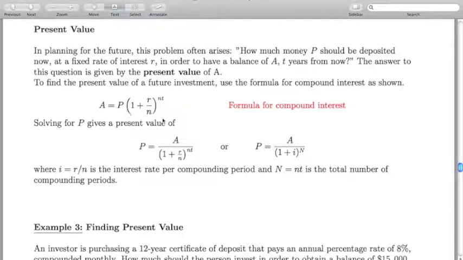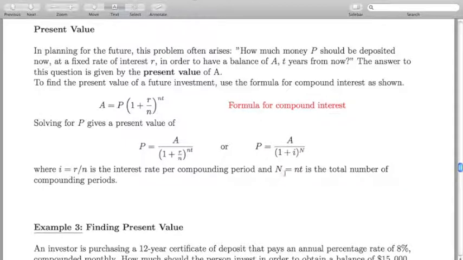We just divide both sides by this part here, and so you get that P is A over this, or the amount you need to deposit now can be defined as A over 1 plus i to the power of N, where i is your percentage rate divided by your number of compounds per year. This is the interest rate per compounding period. Again, rate per compounding period. That's why it's r divided by n.